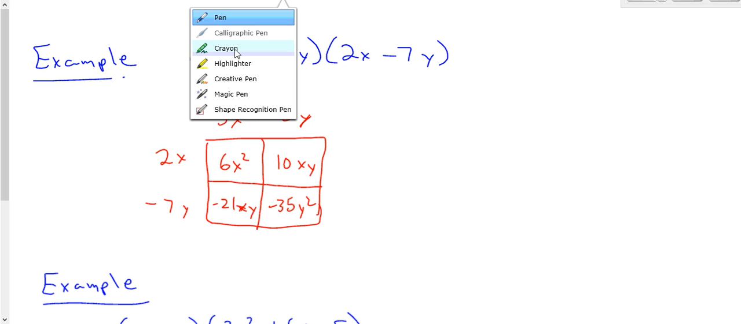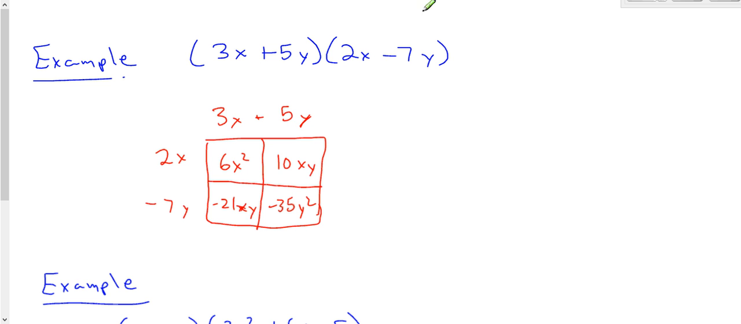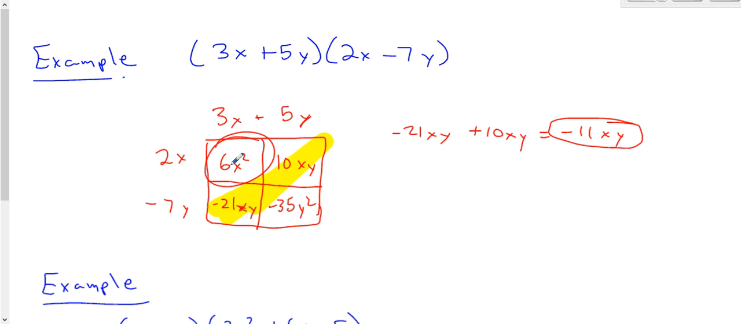The interesting thing about using the box method is you will always have these diagonal values that are like terms. And then the corners are going to be individuals. Okay? And so if I look at those and I take negative 21xy and plus 10xy, that's negative 11xy. So I've got that as an individual term. I've got my 6x squared and my negative 35y squared.